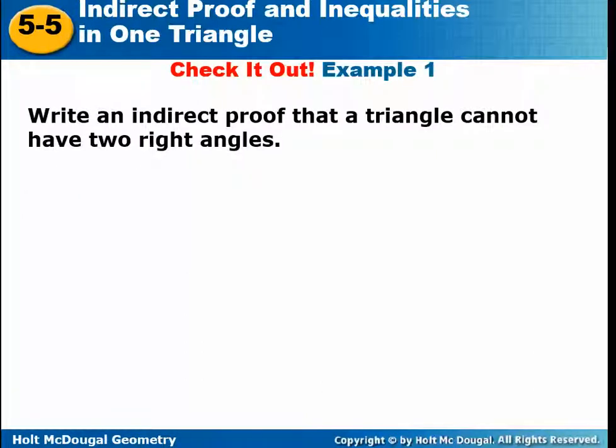Okay, let's look at this one. This is more like a geometry kind of thing. Write an indirect proof that a triangle cannot have two right angles.